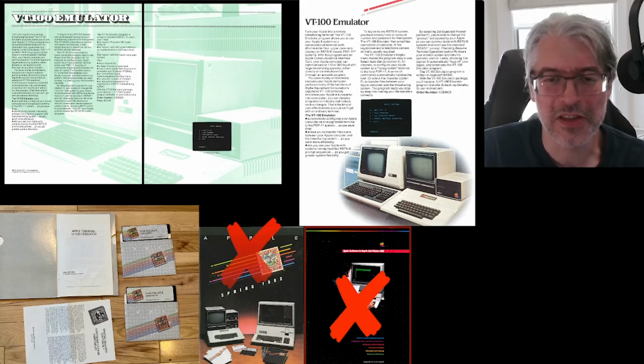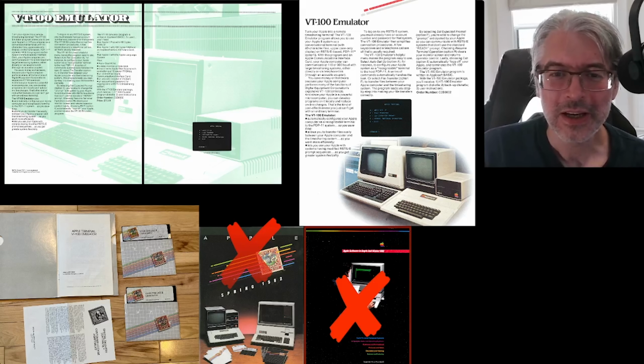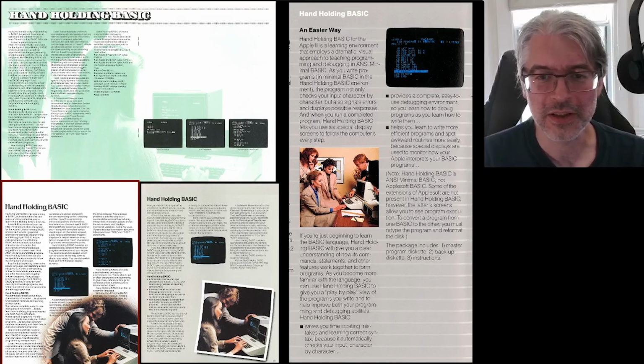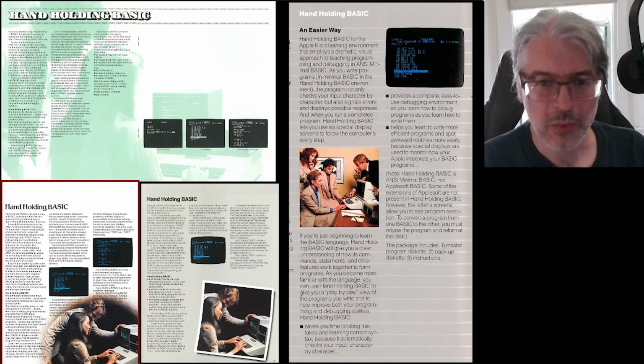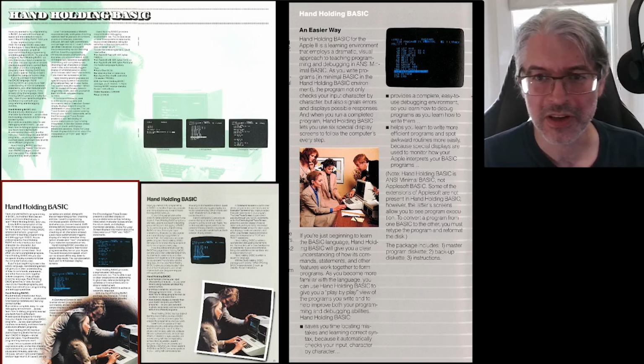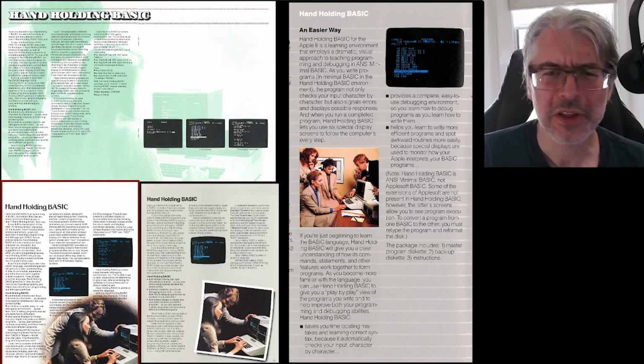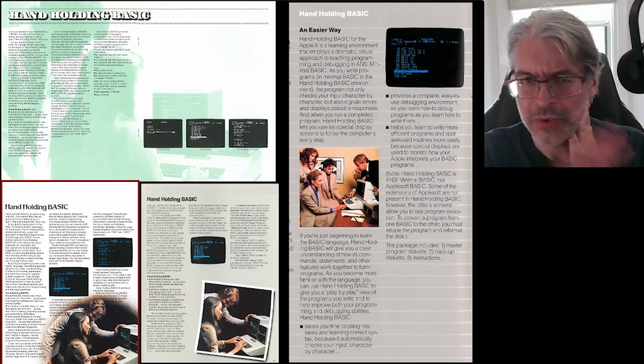But you will notice they all look the same, so they are not very interesting. The only thing that really changes is the type on the disc label and what it says on the front of the black and white manual inside. Always the same cover. Hand-holding BASIC, that one lasted through the entire run.